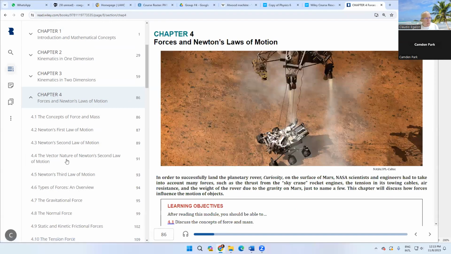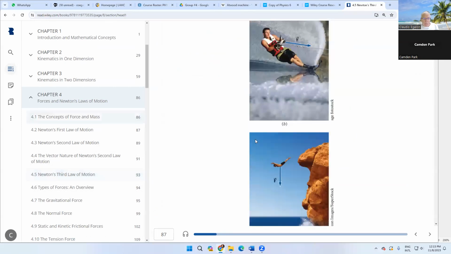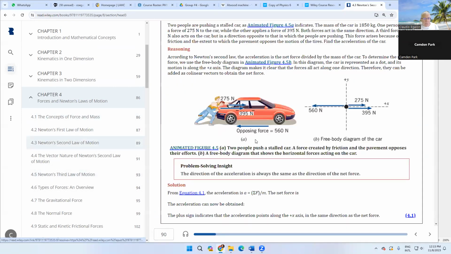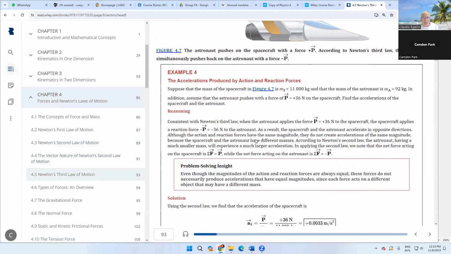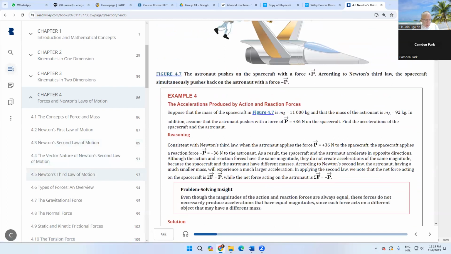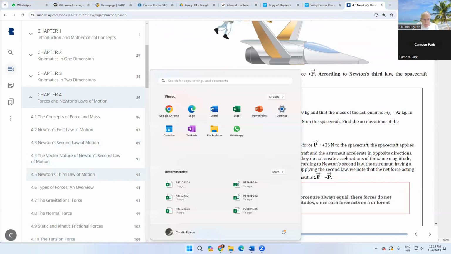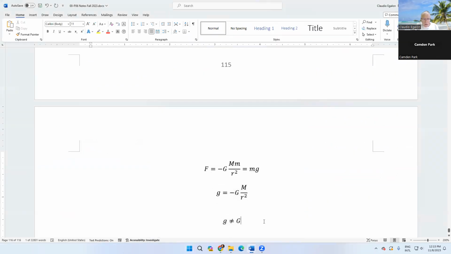Oh, 4.5. Let's go back there. Yeah, okay, so there is no problem, there is no mistake here. The way I would do it would be like that.